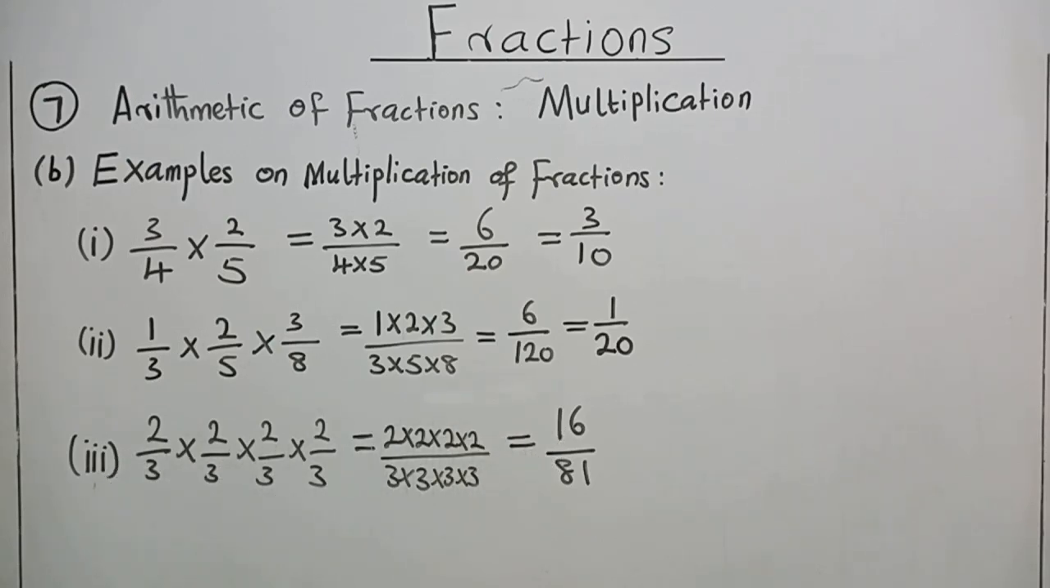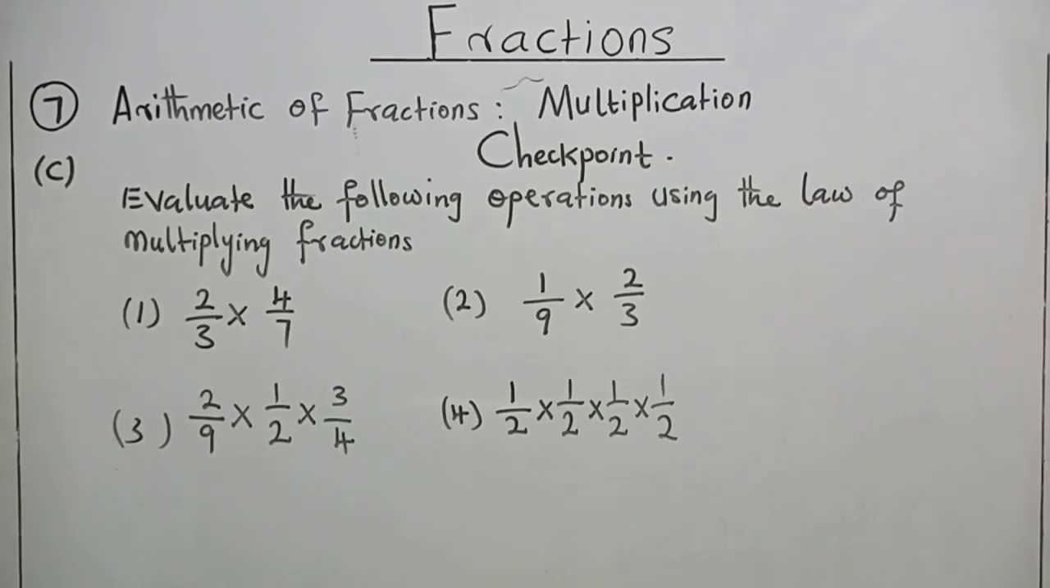Now, watch out for an exercise. And here comes the checkpoint. It says, evaluate the following number operations using a lot of multiplying fractions. Number 1, 2 over 3 times 4 over 7. Number 2, 1 over 9 times 2 over 3. Number 3, 2 over 9 times 1 over 2 times 3 over 4. Number 4, that's the last one, is 1 over 2 times 1 over 2 times 1 over 2 times 1 over 2.